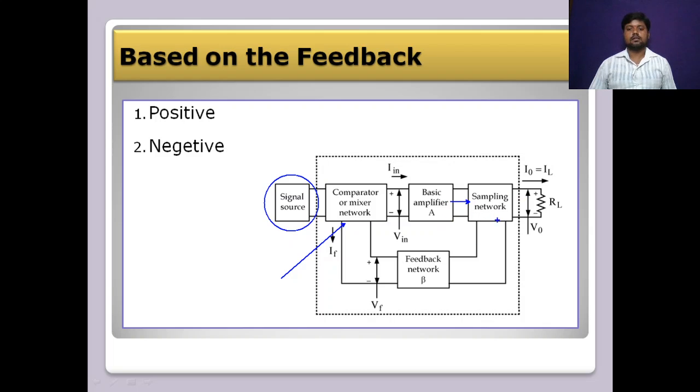Some portion of this output is given to the input by means of a feedback network. By using the feedback network, the fraction, the multiplication factor is beta, and this is again combined by using the mixer or combining network with the input signal, and now it is given to the amplifier again. So, like that this cycle repeats. If it is regenerative, then it is called positive feedback. If it is degenerative, then it is called negative feedback.